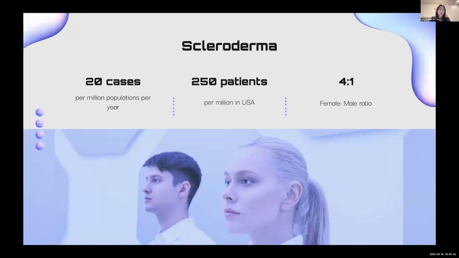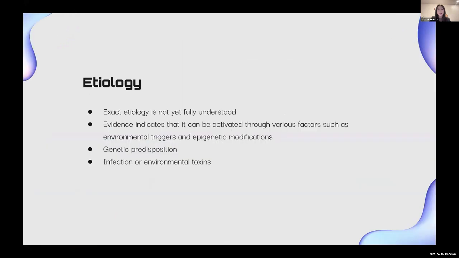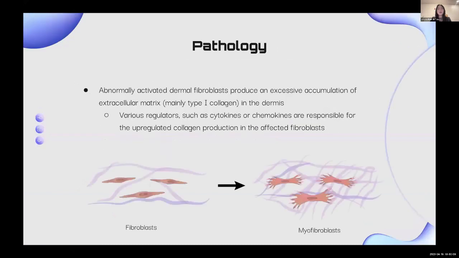The incidence of scleroderma is about 20 cases per million per year, and the prevalence is more than 250 patients per million in the USA. The exact etiology is not yet fully understood, although there's evidence that indicates that it can be activated through genetic factors and environmental triggers.